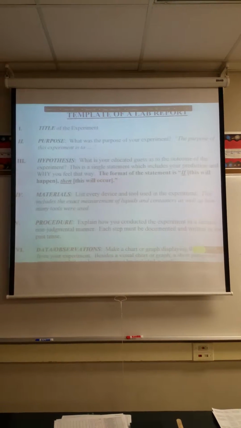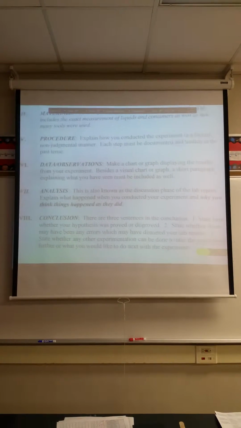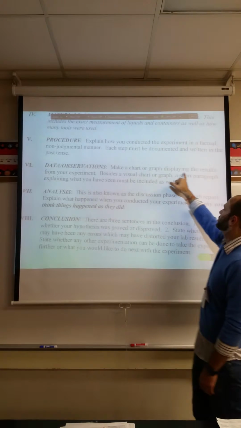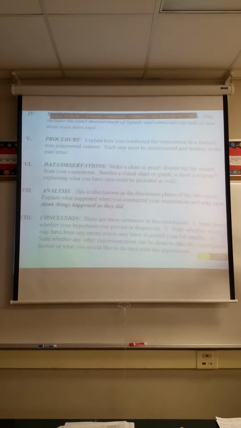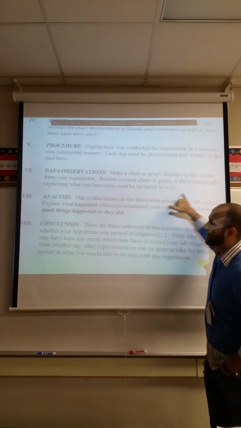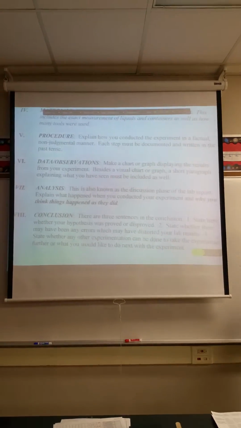The next portion we're going to be looking at is our data and our observations. Our data and our observations always include either some form of graph or chart to display what's going on. We want some sort of visual understanding. We also want either a mini paragraph or notes along with it to explain what we see in the picture.